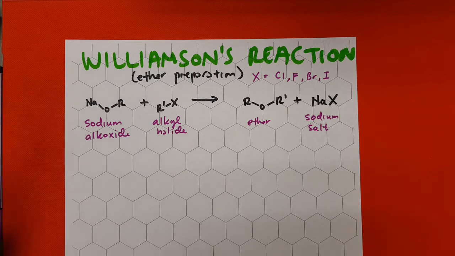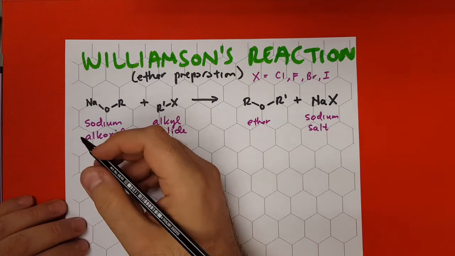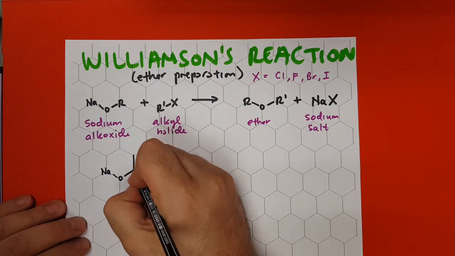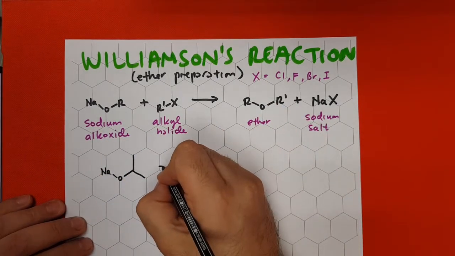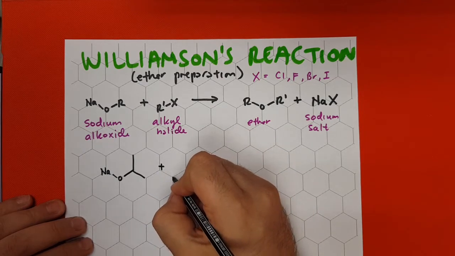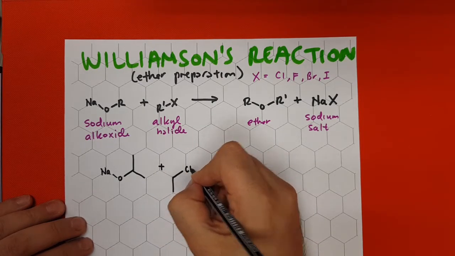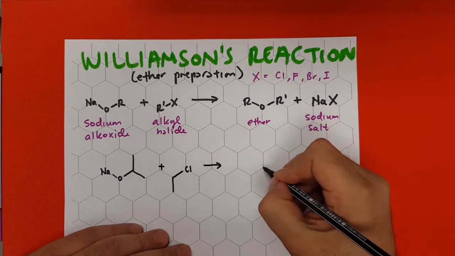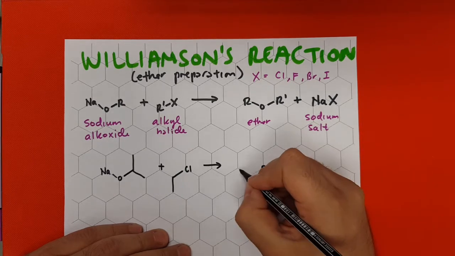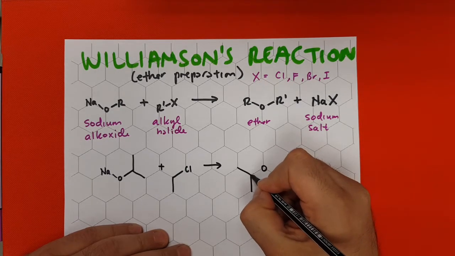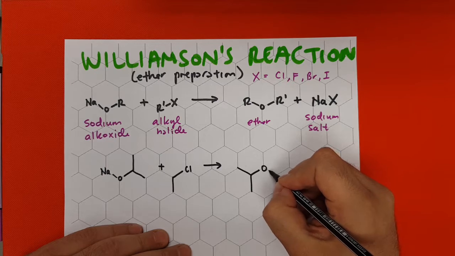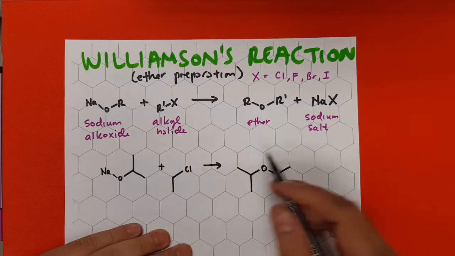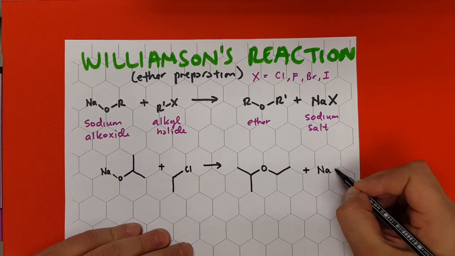Let's look at a specific example. Let's say we start off our reaction with sodium, and then here we have isopropyl, and we're going to add ethyl, and here we have chlorine, and these are going to react to produce. We have oxygen in the middle, separating an isopropyl, and separating an ethyl group. And at the end, what happened? The sodium and the chlorine came together to form this.